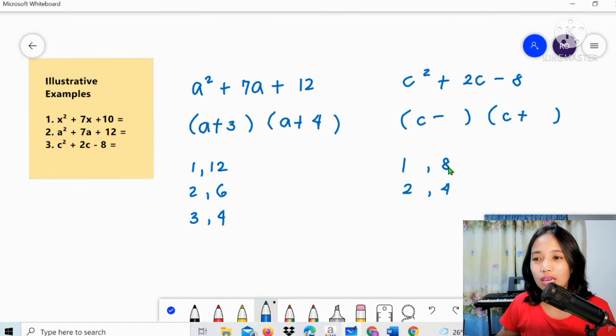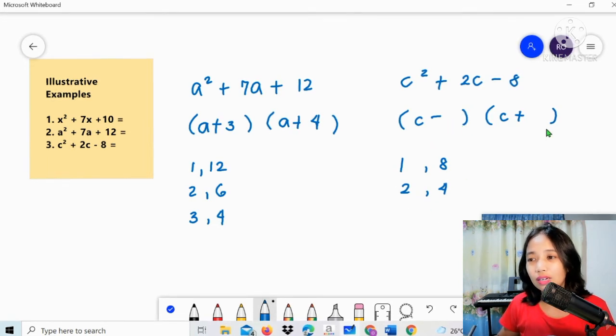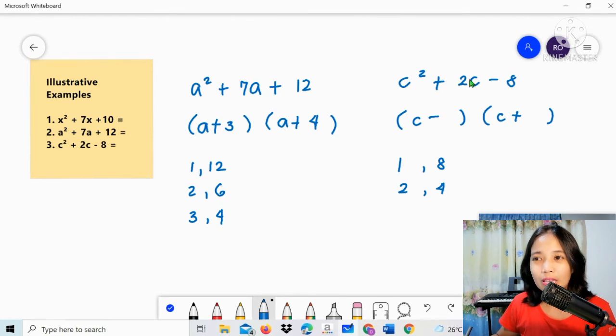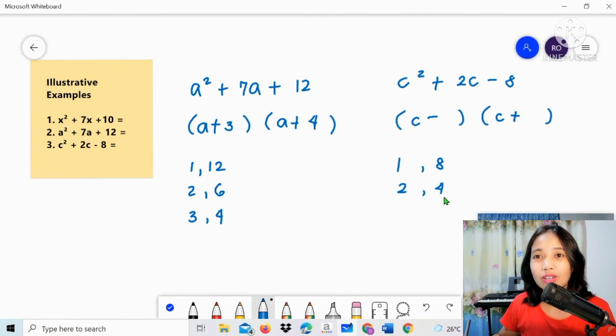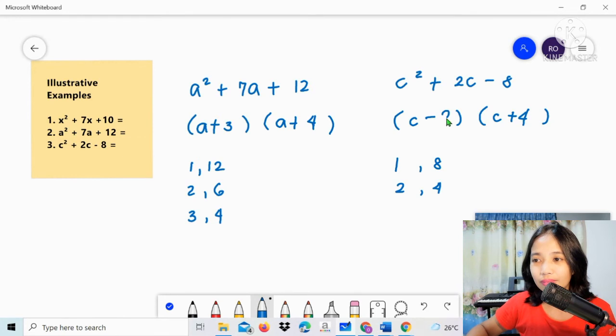Okay? So, if we subtract 8 and 1, 8 minus 1, that is only equal to 7. Okay? When we subtract 4 and 2, yes, that is equal to 2. So, meaning the missing terms here or the missing factors are 2 and 4. Pero we have to decide alin ang ilalagay natin sa negative, alin ang ilalagay natin sa positive. So, titingnan nyo lang yung sign ng middle term. Since dito ang sign ng middle term is positive, so therefore, ang higher number or higher factor, siya ang positive. Okay, so ang 4 ang ilalagay natin sa positive, at ang 2 naman ang ilalagay natin sa negative.